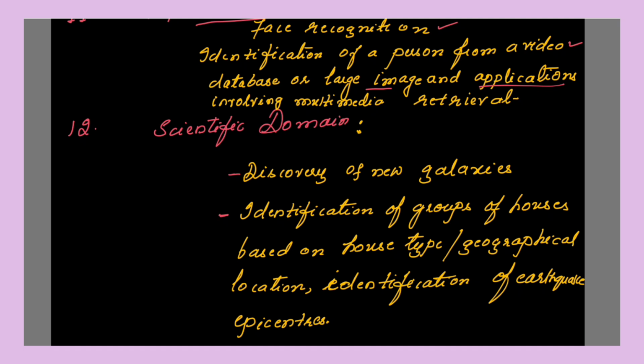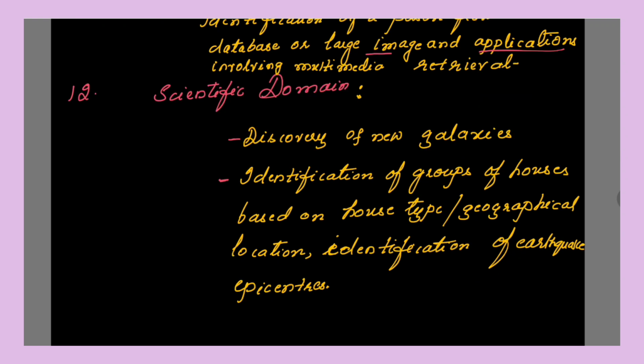Normally you train the algorithm with some known galaxy images, and this enables it to detect patterns indicating the presence of an unknown galaxy. It can be used for identification of groups of houses based on house type or geographical location, and even to identify the epicenters of earthquakes. If earthquakes are predicted, several measures can be taken to safeguard the lives of the people.